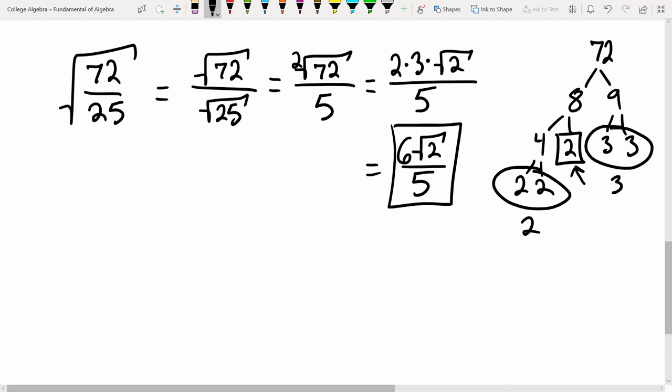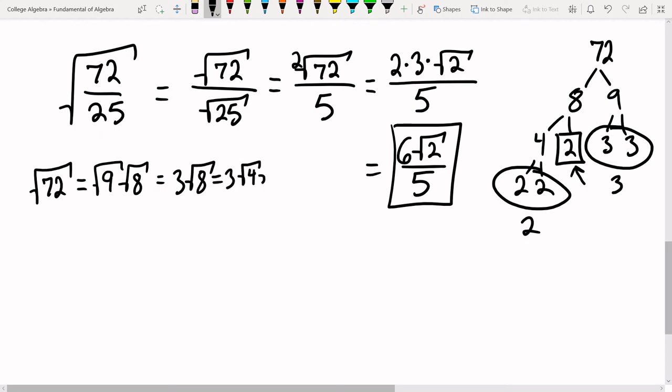You can, of course, also look at the square root of 72 and say, well, 9 is a perfect square. So we can rewrite this as 9 times 8. Gives us 3 root 8. And 8 has a perfect square within it, namely 4. 4 root 2. Which gives us 3 times 2 times root 2. 6 root 2. And we get the same answer on top as we did with the prime factorization method. Whichever way makes sense, do that way.